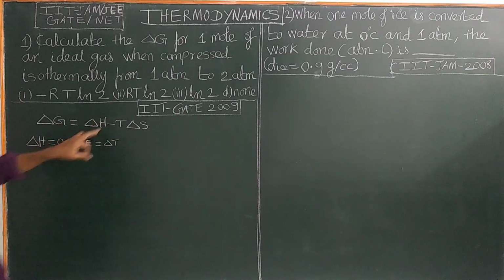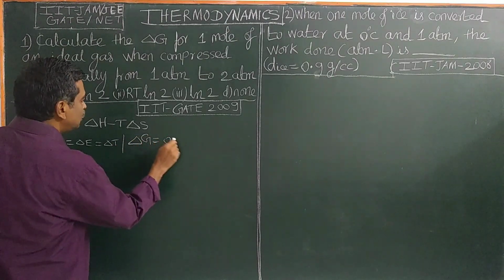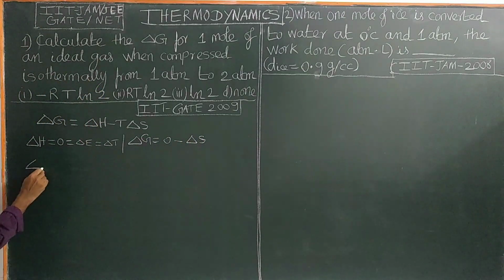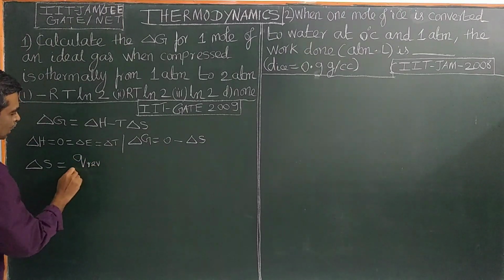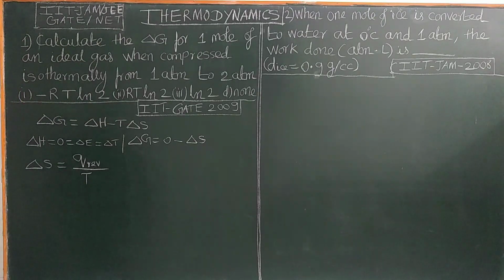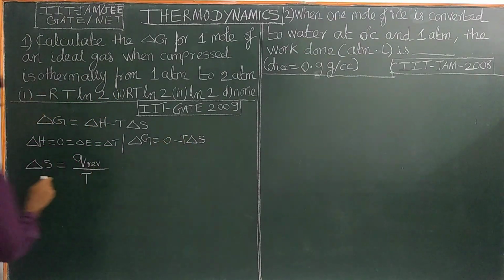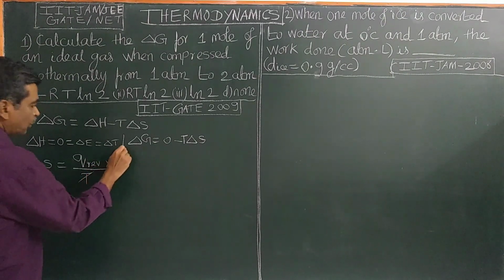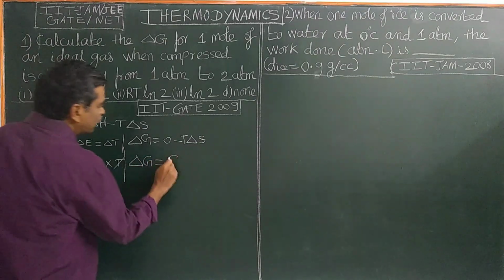Therefore, if you apply here, what will you get? Delta G equal to 0 minus T delta S. Now, delta S, according to the second law of thermodynamics, for a reversible isothermal process, is Q reversible divided by T. Therefore, if you substitute T delta S, the T cancels. Therefore, this expression will be delta G equal to minus T delta S equal to minus Q reversible.